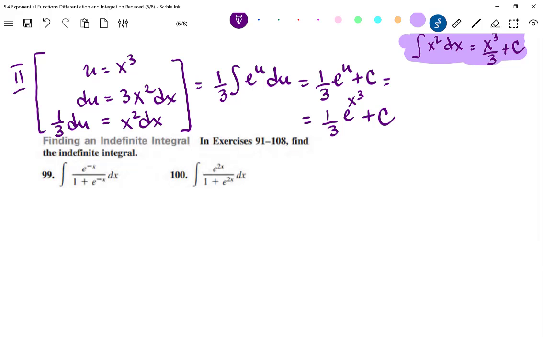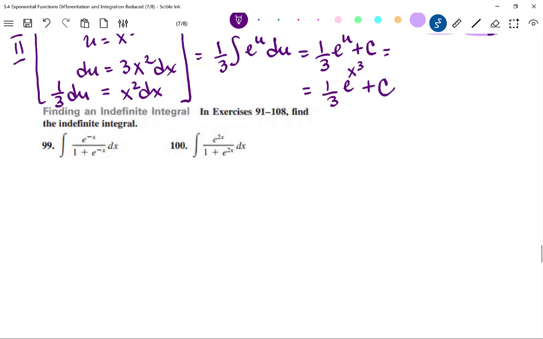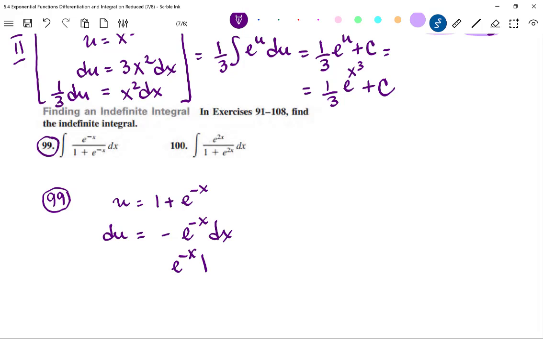In the exercise, find the indefinite integral, so the same set of exercises continues. Question 99. We can say, well, let u be equal to 1 plus e power by negative x. Then du is going to be negative e to the negative x dx. Or since in this problem I only need e to the negative x dx, I'm going to give the negative sign to the du.